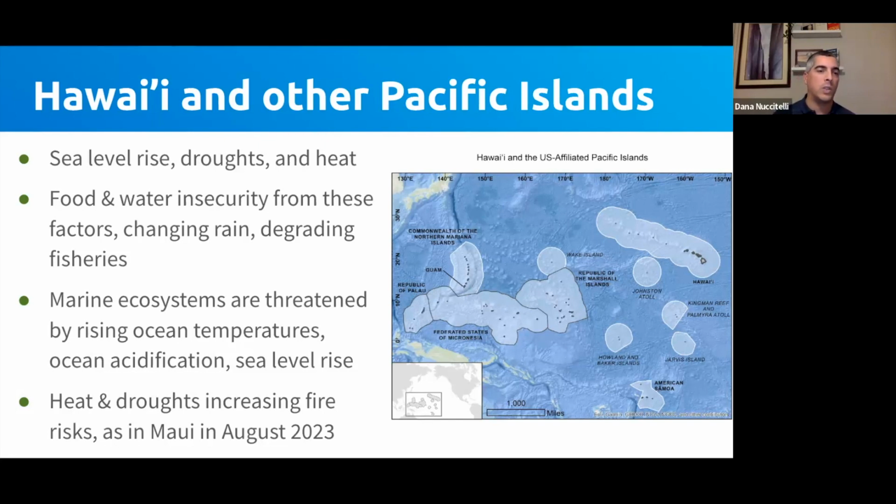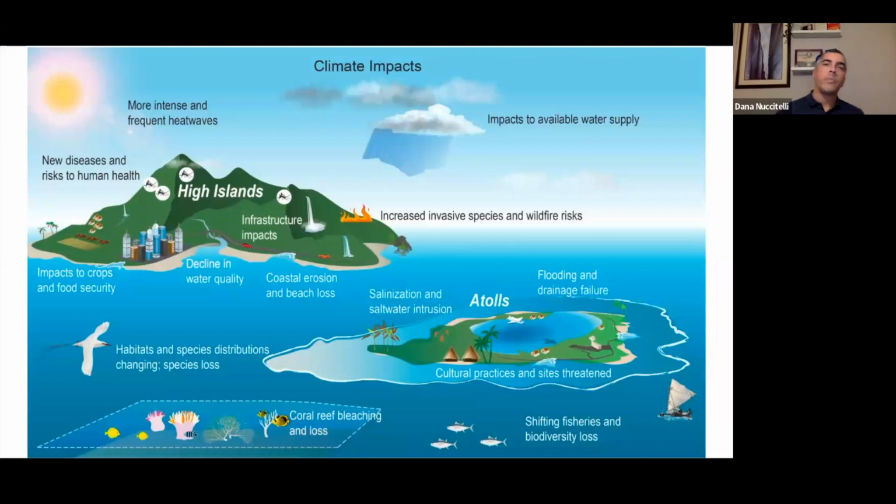encroaching on their coasts. And we're also seeing some more heat and droughts, which can increase fire risks, as we saw in Maui this past August, where their invasive grasses caught fire and caused all kinds of devastation, which those conditions were exacerbated by a lot of heat and dry conditions.